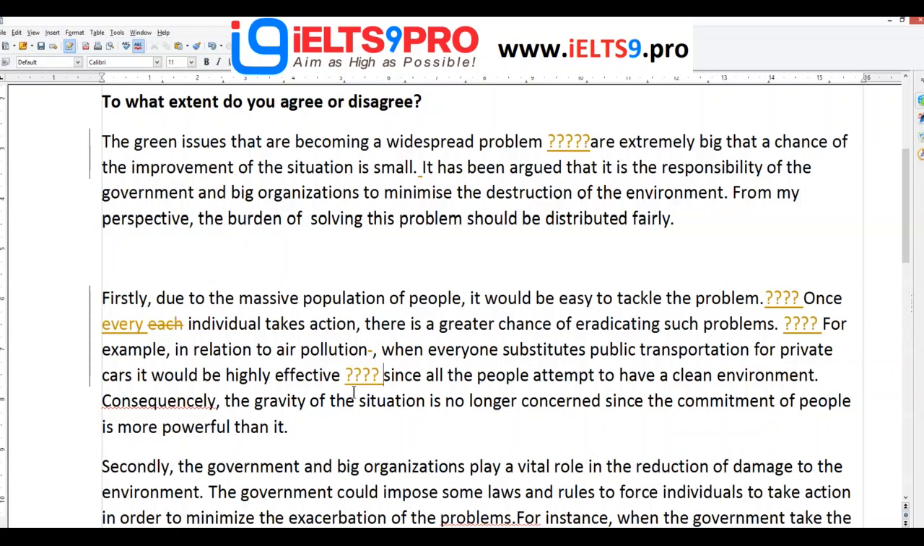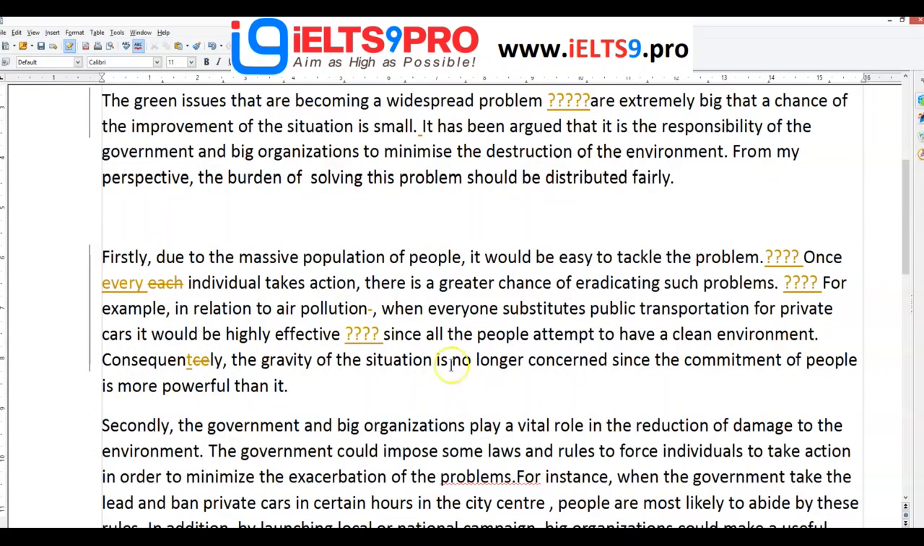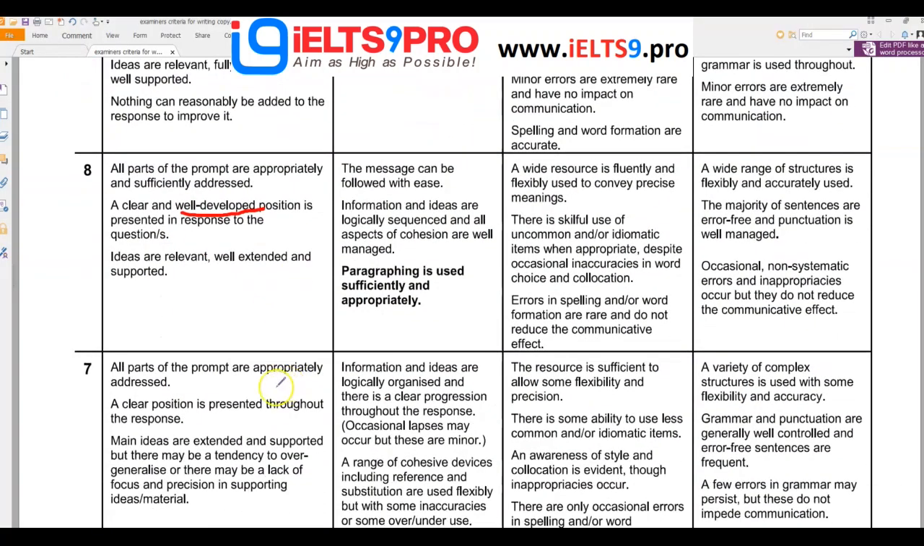What precisely? What exactly? Now that's the difference between a low band score of a 6 or 6.5 and a 7, 7.5, 8, 8.5. The precision, the detail. Consequently, the gravity of a situation, what situation, is no longer concerned. What is no longer a concern? Since the commitment of people is more powerful than it, well, to what does the pronoun it refer? The gravity of a situation. What situation? So, you're being very, very vague here.